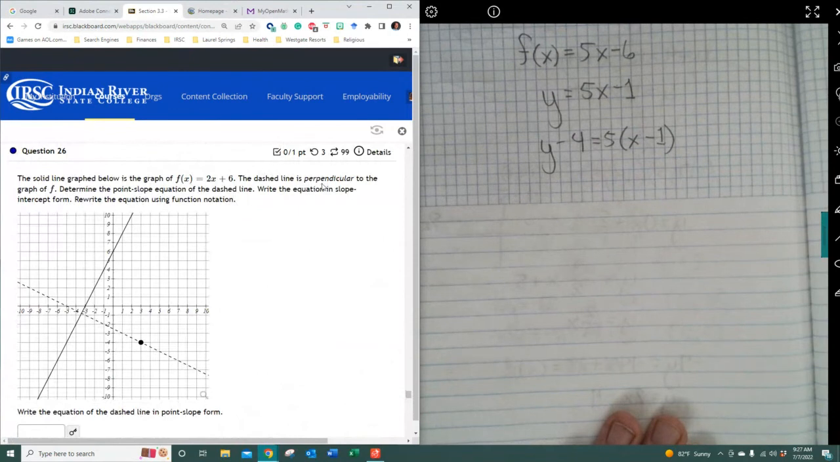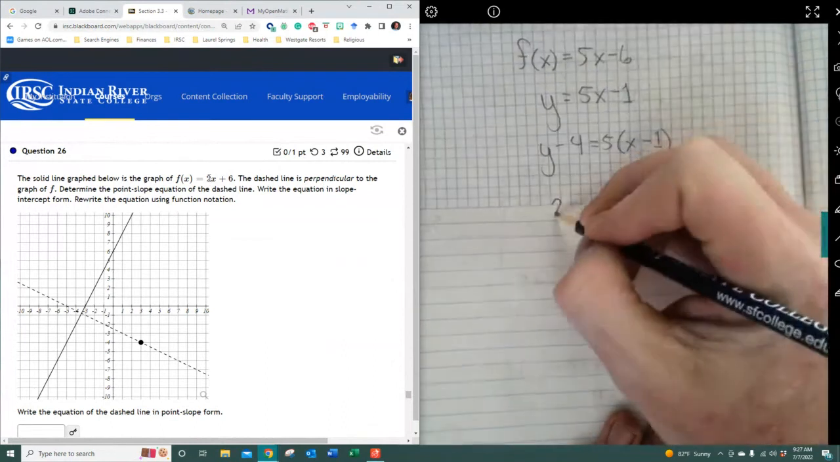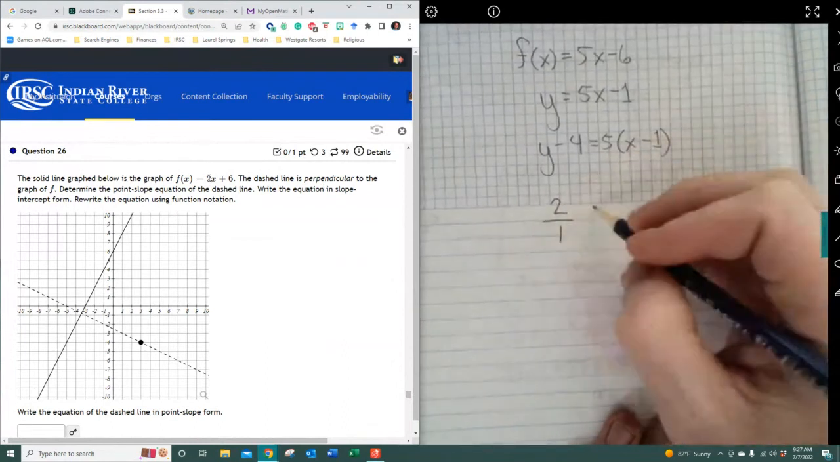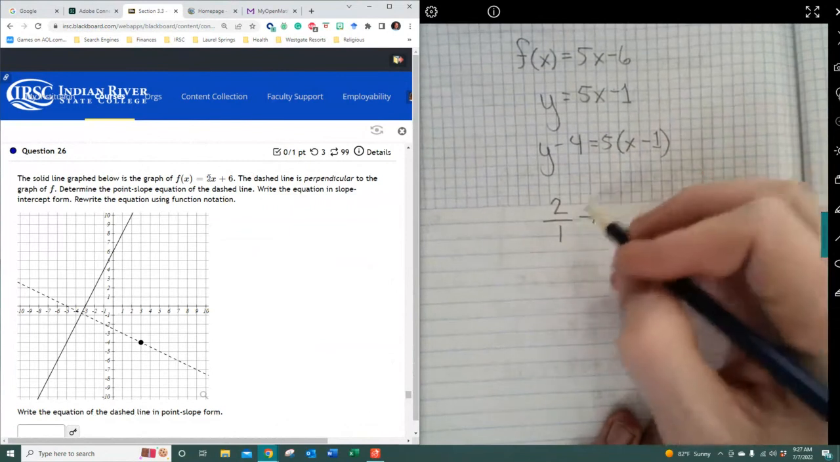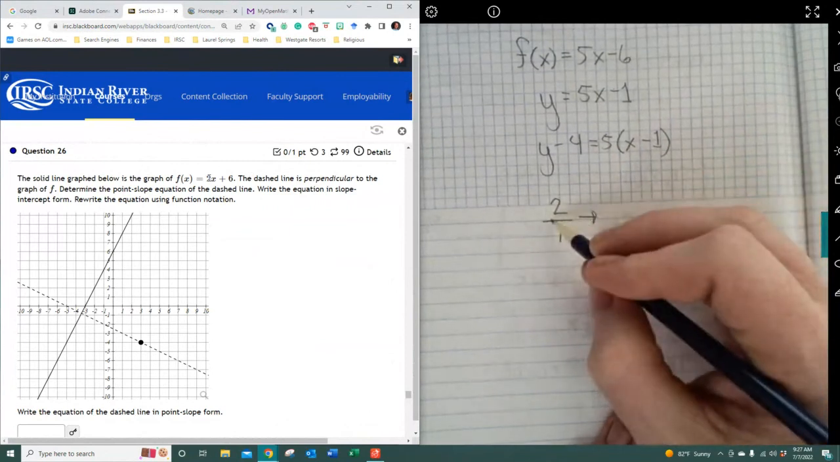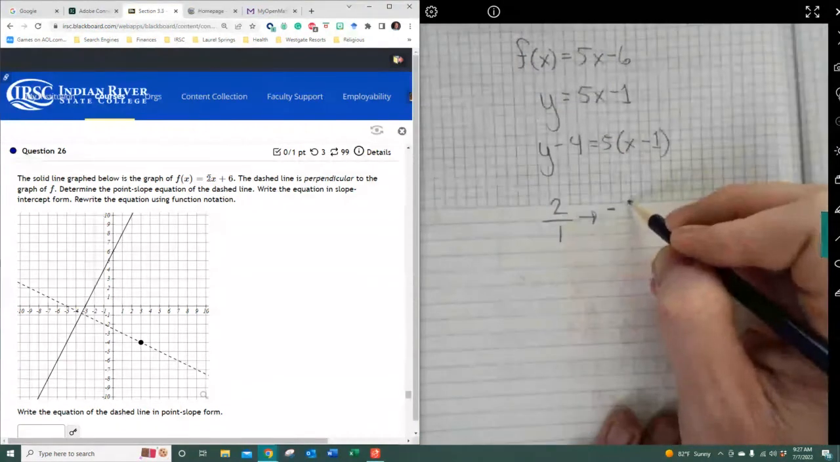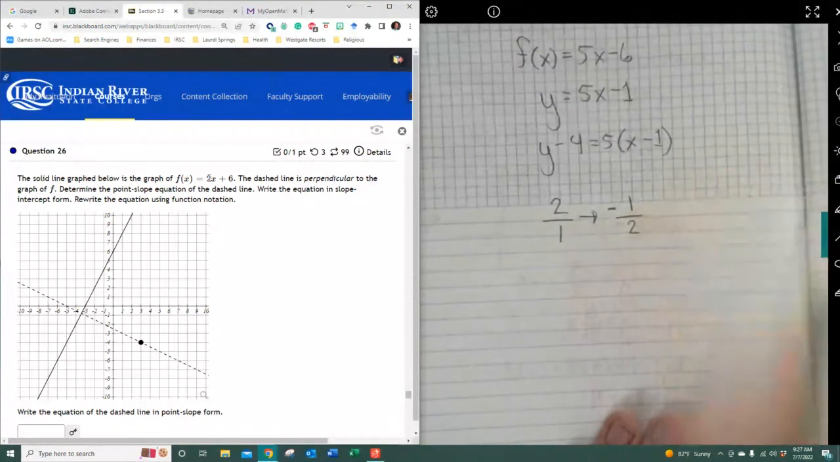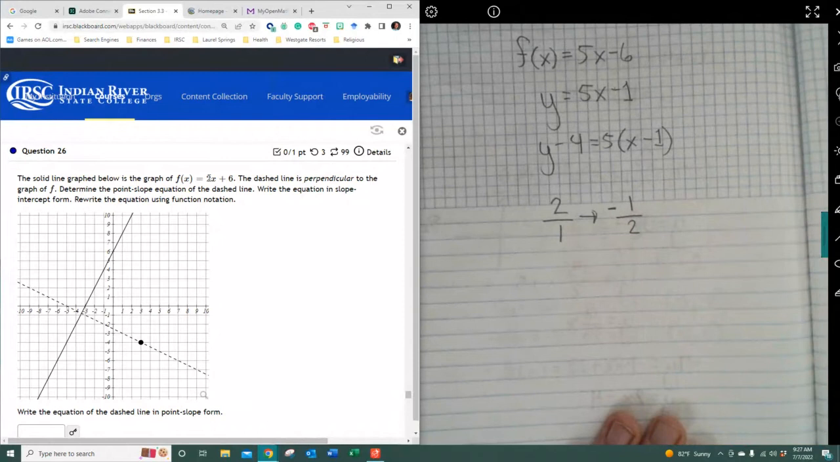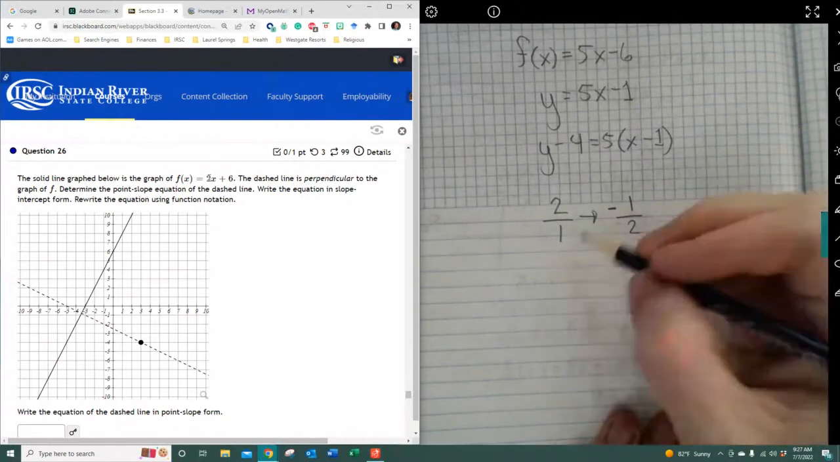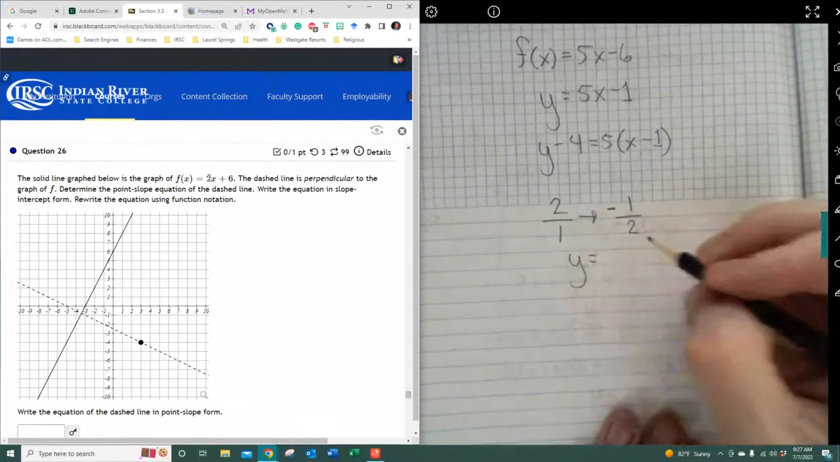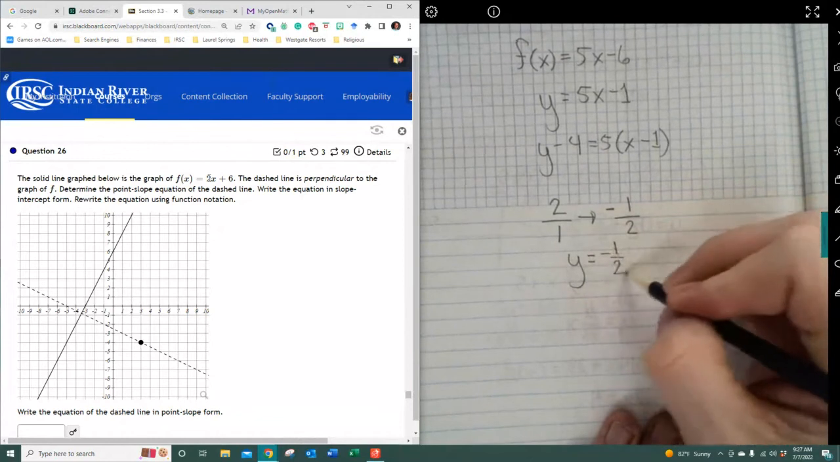Now, when you're perpendicular, it means you have an opposite reciprocal slope. So it gives us an equation. What's the opposite reciprocal of 2/1? Opposite means if it's positive, it turns to negative. And 2/1 becomes 1/2, you take the reciprocal. So that's what that means. So our equation so far is this.